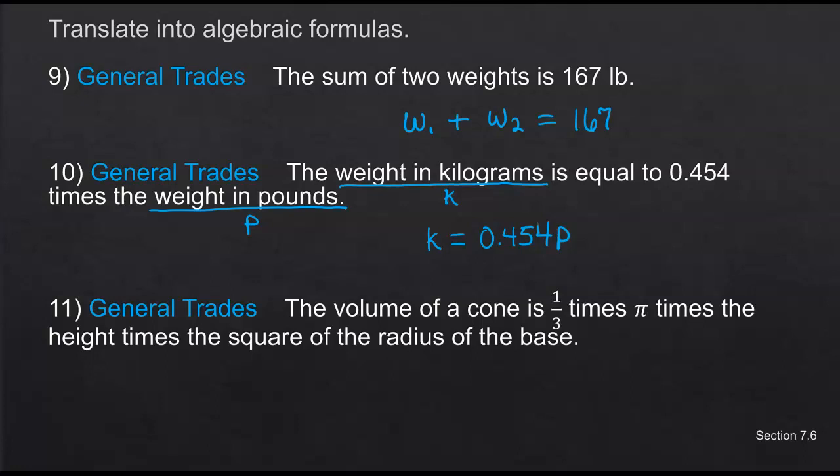Okay, the next one. The volume of a cone is 1/3 times pi times the height times the square of the radius of the base. So that was a lot of stuff, wasn't it? So the volume, I'm going to call that V, of a cone is 1/3 times pi times the height times the square of the radius of the base. Now, times the square of the radius means radius squared. And so this whole thing was multiplication. It was telling us times this, times this, times that. And then you just have to get it all in there.